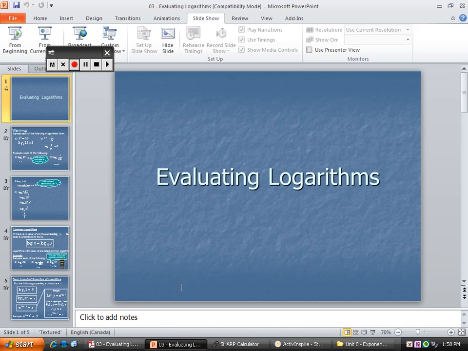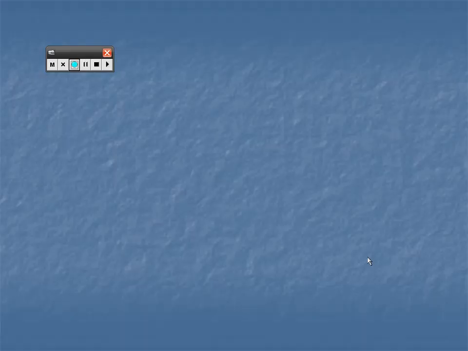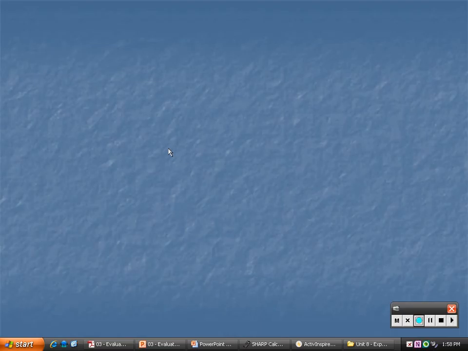Okay, this lesson is evaluating logarithms, and we've seen a little bit of logarithm stuff so far, but today we're actually going to try and evaluate them both in our head and using your calculator, so we finally get to see what that log button does. So here we go, evaluating logarithms.